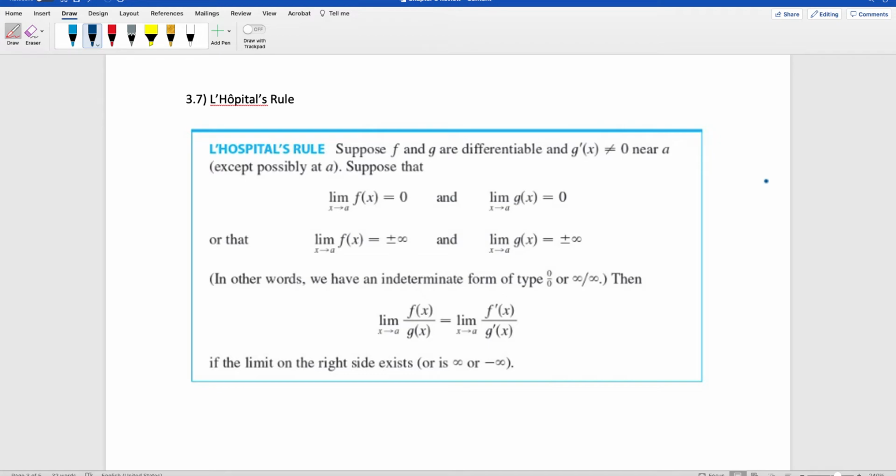Basically, we check the limit first. If it goes 0 over 0, then we can use it, or infinity over infinity.